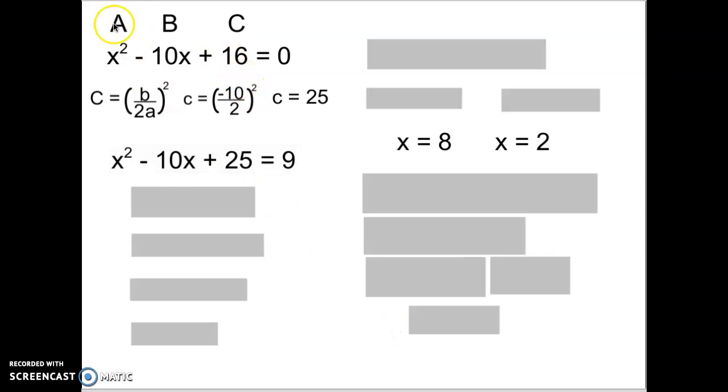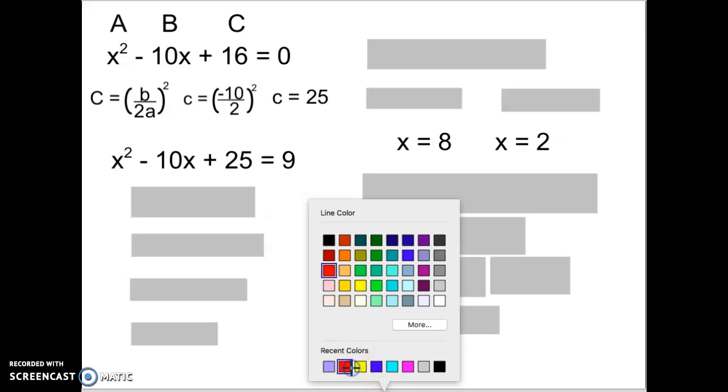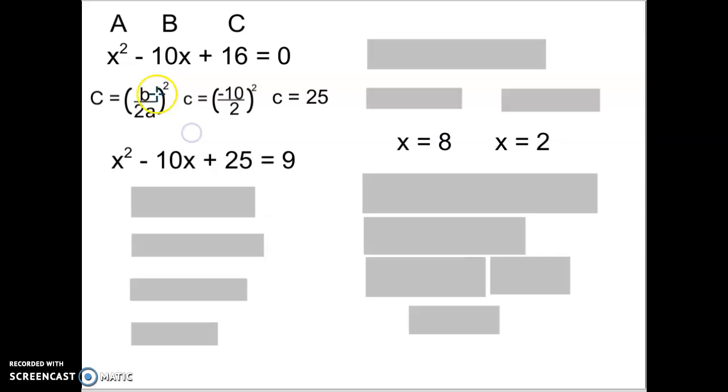So our a term stays the same. Our b term stays the same. Our c term, and in fact, I'm going to draw a little arrow here just to make this work. We're going to give a nice little color here. All right. So you're going to notice the a term stayed the same. You'll notice our b term stayed the same, but our c term needed to go from 16 to 25.